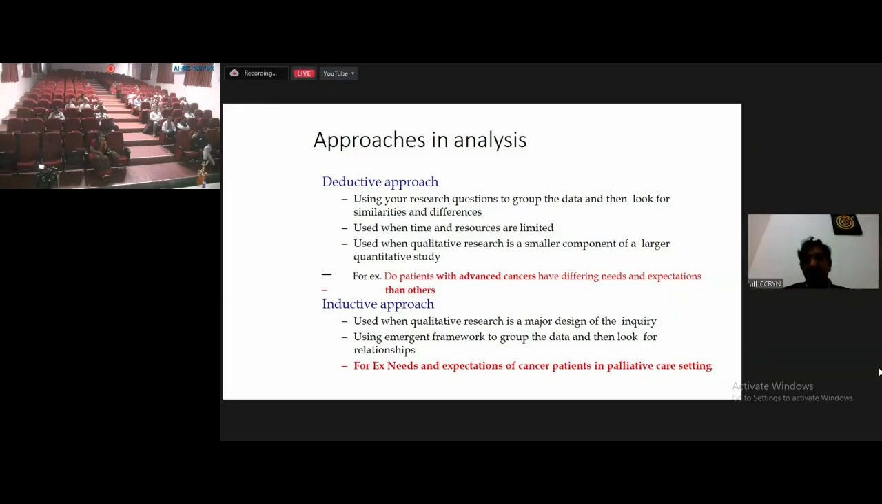Inductive approach is: needs and expectations of cancer patients in a palliative care setting. So you know what it is you're trying to work on, the palliative care setting of cancer patients. You're only working on the particular thematic approach. It's called the inductive approach.